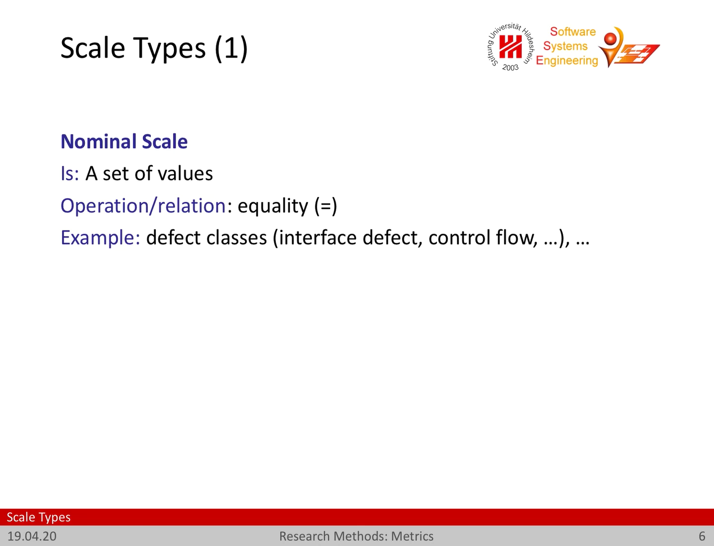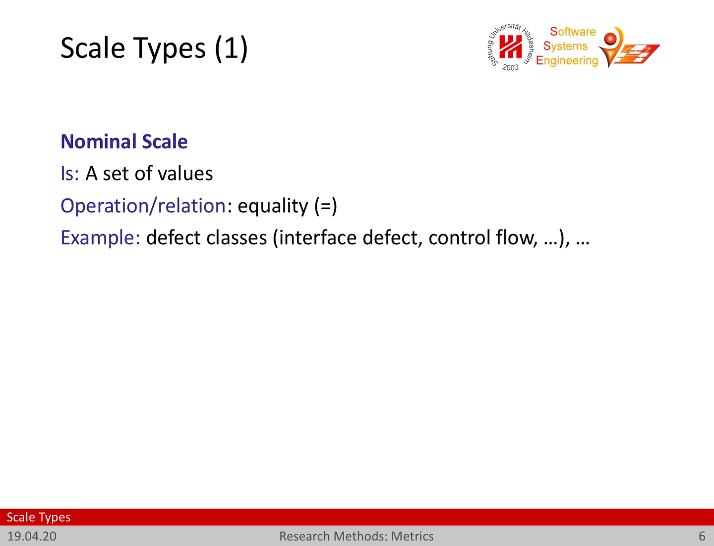What is it? It's basically a set of values. The only operation or relation that is supported on those is equality, meaning I can determine whether two measurements measured in a nominal scale achieve the same value or a different one. I cannot say anything else.